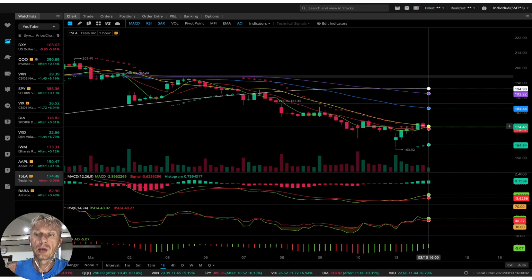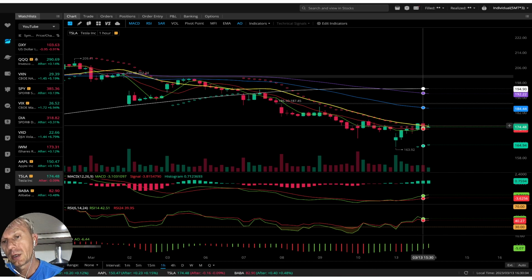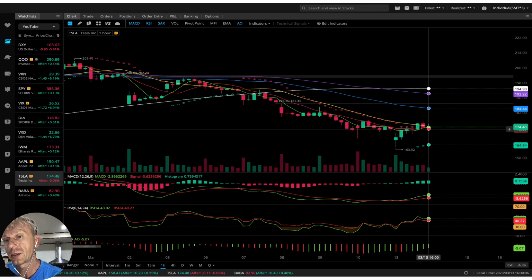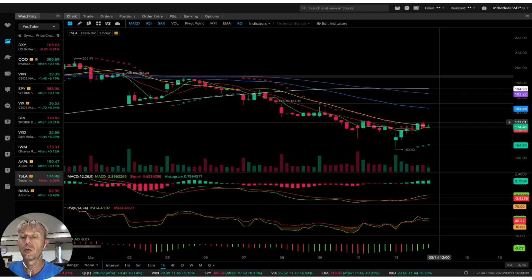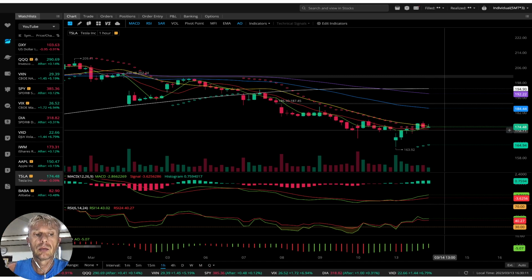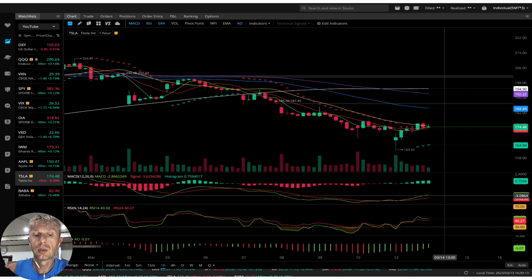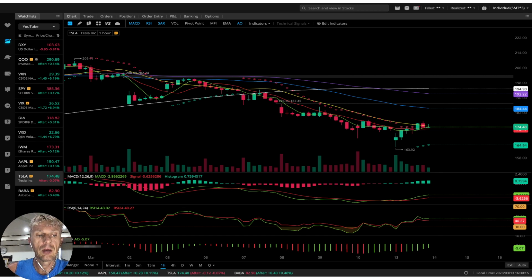It stopped at the MA20. Let's see, MA20 can be strong resistance or it can continue to move up. It is bullish, bullish trend on all indicators on the 1 hour time frame.